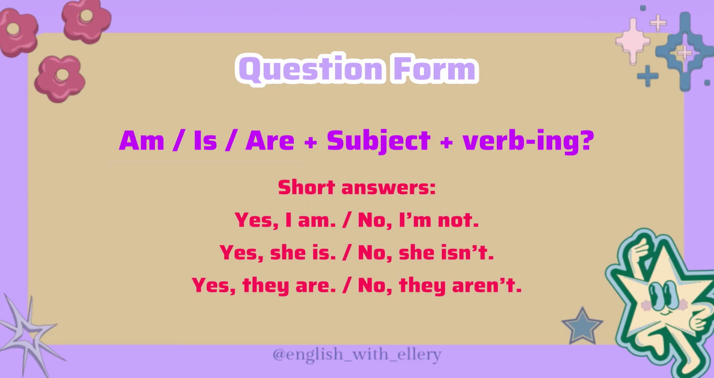And here's how you give short answers to these questions. Yes, I am, versus no, I'm not. Yes, she is, versus no, she isn't. Yes, they are, versus no, they aren't. So, when you make a question, just move the verb to be (am, is, are) to the beginning of the sentence.